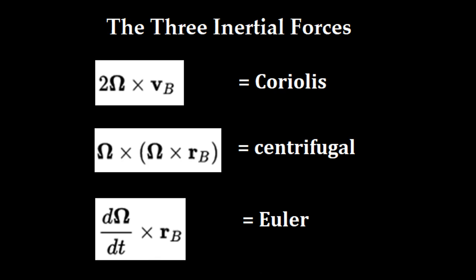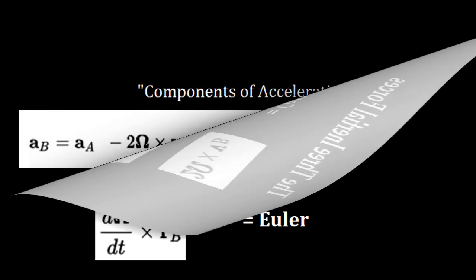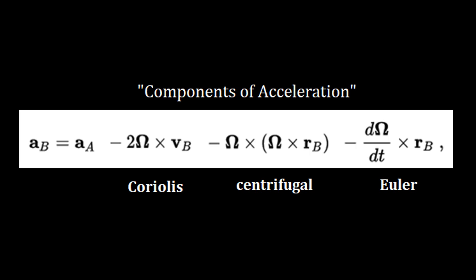There is another very important dimension of the three inertial forces that will explain how the geocentric system operates. As noted earlier, the standard equation of the three inertial forces takes the form 2 omega cross v, which is the Coriolis force.